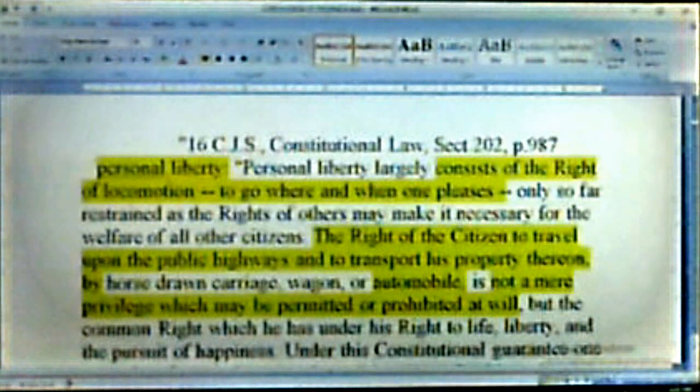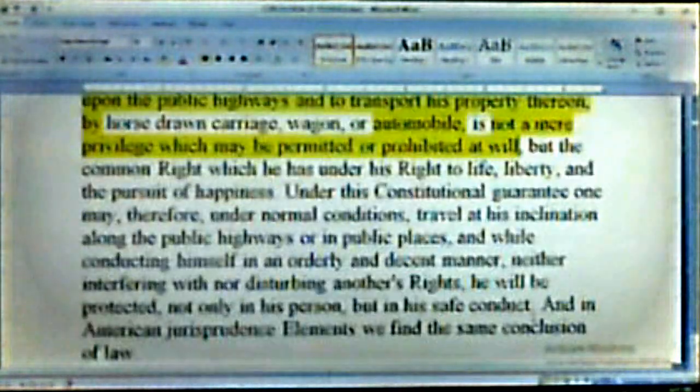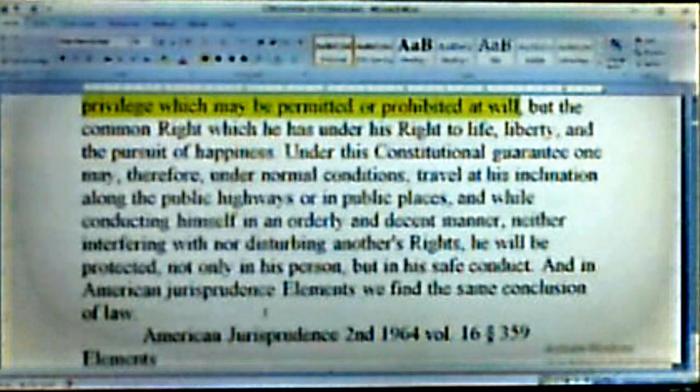And it says personal liberty largely consists of the right of locomotion, to go where and when one pleases, only so far restrained as the rights of others may make it necessary for the welfare of all other citizens. The right of the citizen to travel upon the public highway and to transport his property thereon by horse-drawn carriage, wagon, or automobile is not a mere privilege, which may be permitted or prohibited at will. So now we can see there are two sections of constitutional law which say they don't have a right to stop us from using our automobiles on the highway.